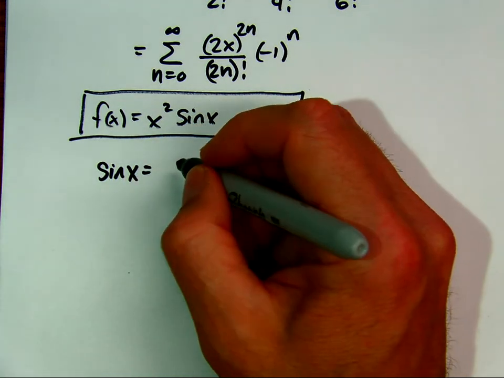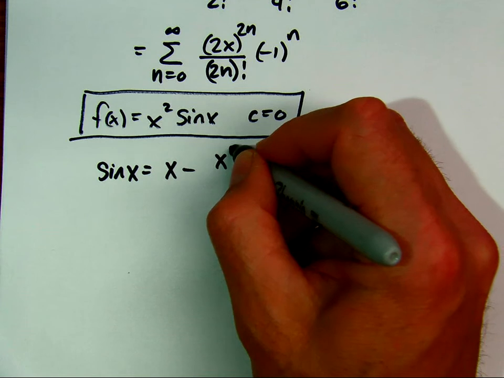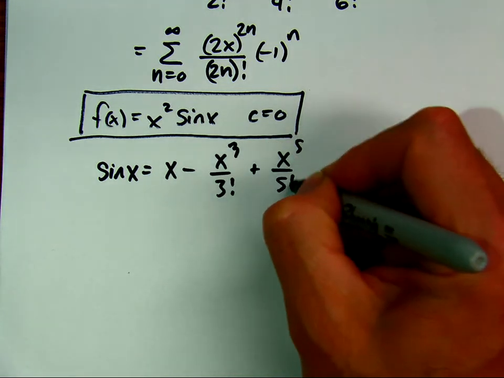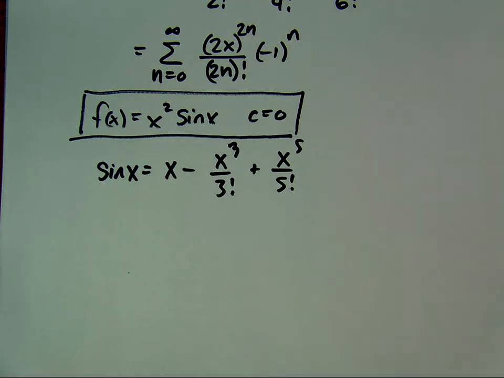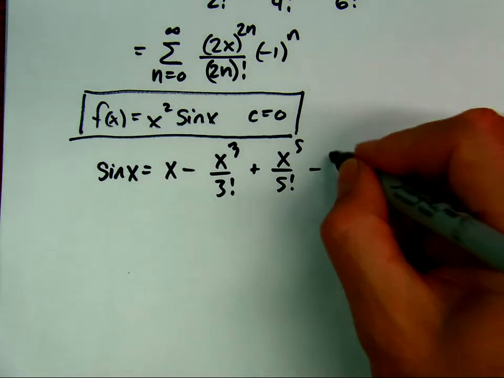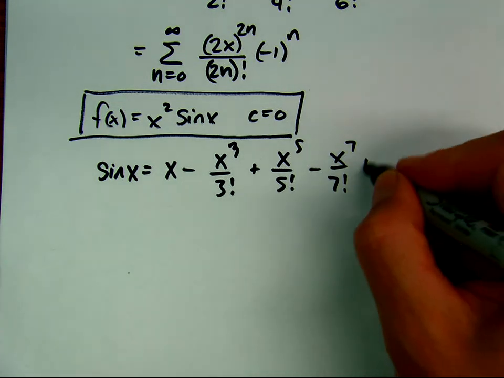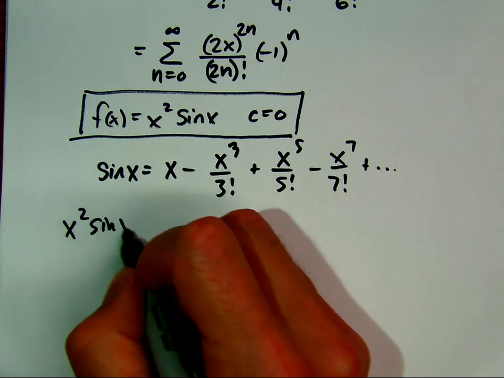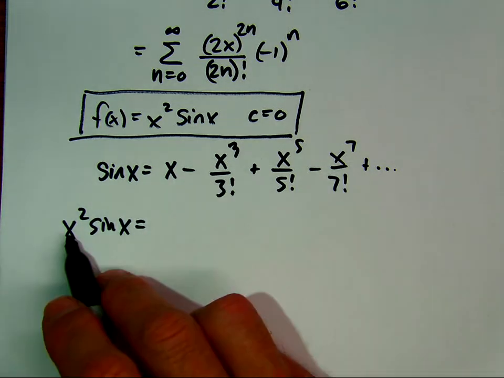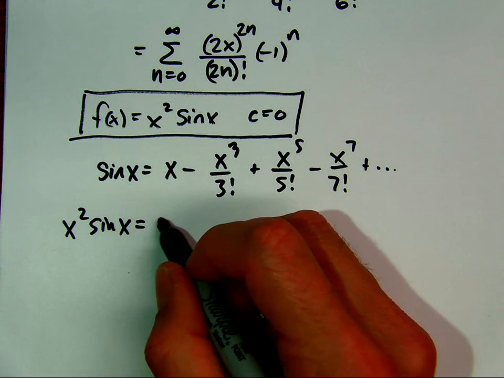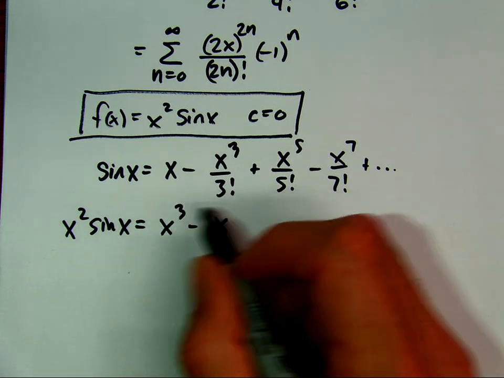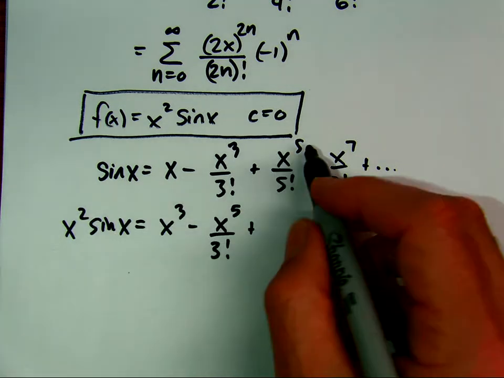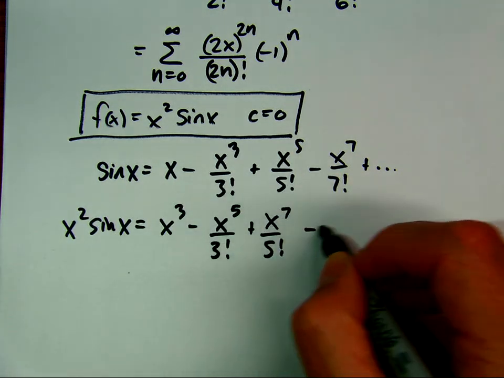All right, pause the video and try that one. Sine x is x minus x cubed over 3 factorial, plus x to the 5th over 5 factorial, minus x to the 7th over 7 factorial. And now we want to do x squared sine x. So we just multiply all of these by x squared. Two plus 3. 2 plus 5. 2 plus 7.